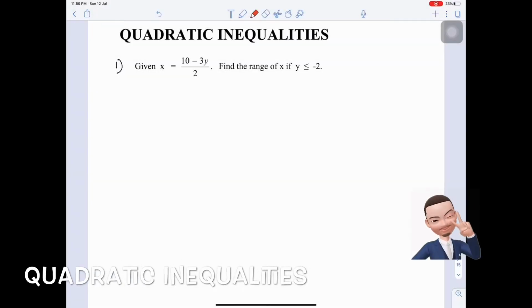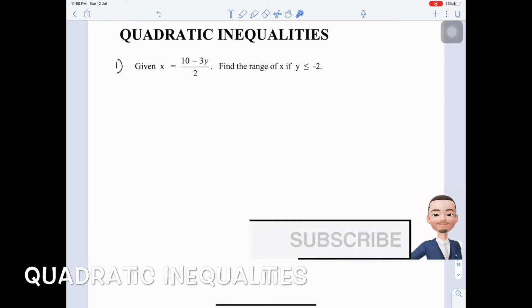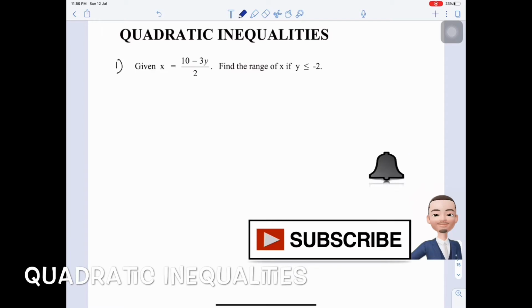Sejahtera. Now let's continue with quadratic inequalities, a subtopic in quadratics. Let's straight away discuss the example questions.